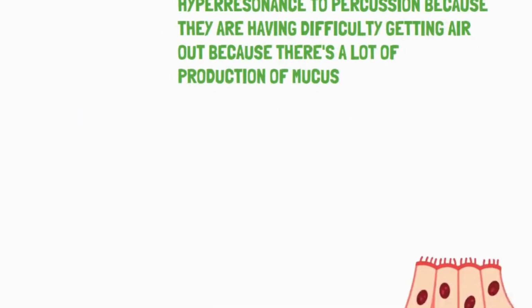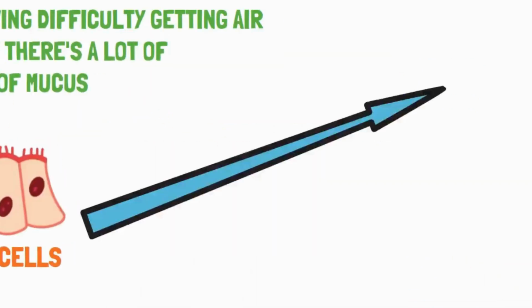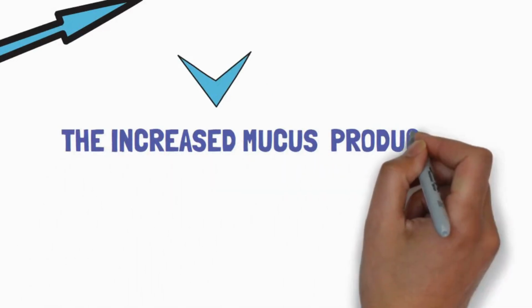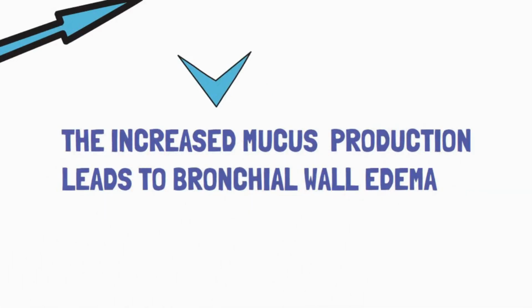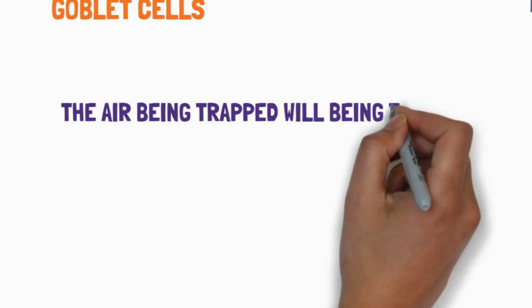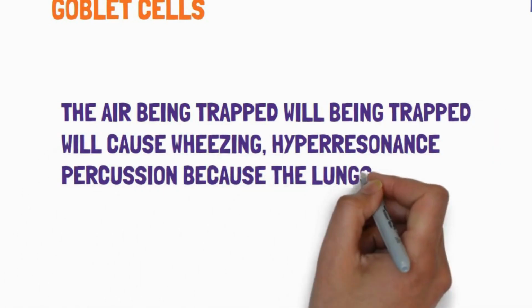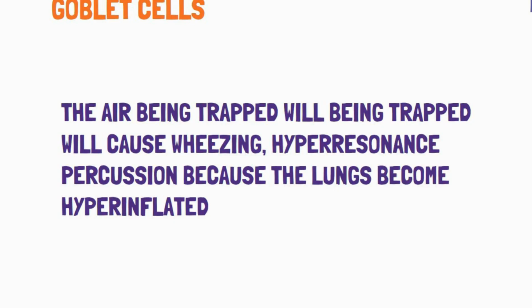This is because the inflammation activates goblet cells and these start secreting mucus. The increased mucus production leads to bronchial wall edema. This makes it difficult to get carbon dioxide out and difficult for oxygen to enter. The air being trapped will cause wheezing and hyperresonance because the lungs become hyperinflated. There is bronchoconstriction or bronchospasm within the smooth muscles of the bronchial airways. The lungs then become hyperinflated.